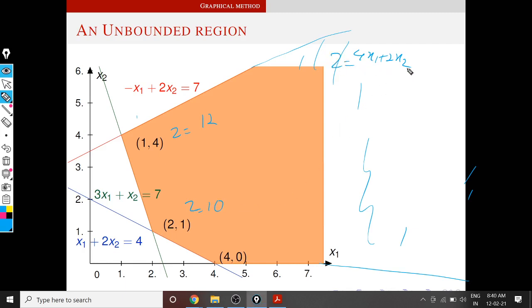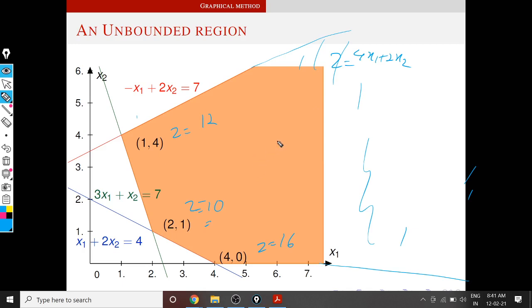The objective function is 4x1 + 2x2, so you can substitute x1 and x2 into z. So z is 12 at (1, 4), z is 10 at (2, 1), and here its value is 16. From these three vertices, actually this region is not bounded. From these three vertices it is clear that 10 is the minimum, but there are values greater than 10. So that is the indication that this objective function is unbounded on this region.